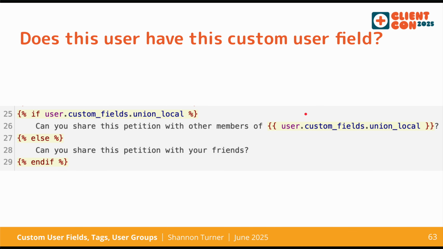You can also reference a user's custom user fields in your personalization. So in this first example, if you know somebody's in a union, you can ask them to share the petition with other members of their union. Otherwise, you can ask them to send the petition to their friends.